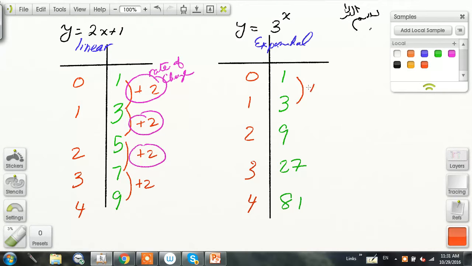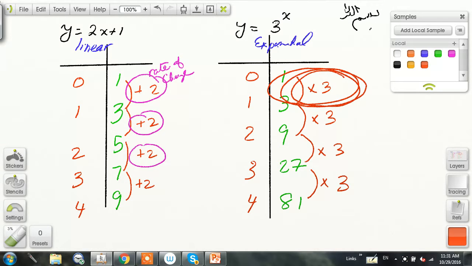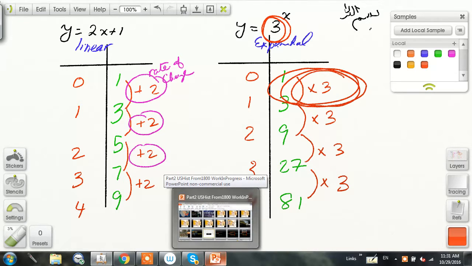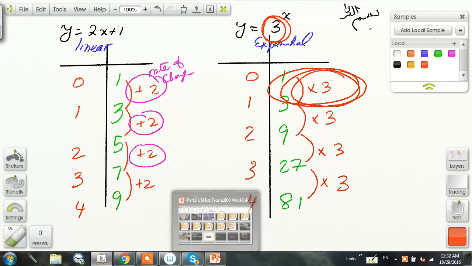Okay, now watch this. From here to here, I multiply by 3. From here to here, I multiply by 3. From here to here, I multiply by 3. From here to here, I multiply by 3. Now, from one to another, it's being multiplied by a constant. So what's the multiplier? The multiplier is 3. That's why it's called a multiplier. Do you understand that?